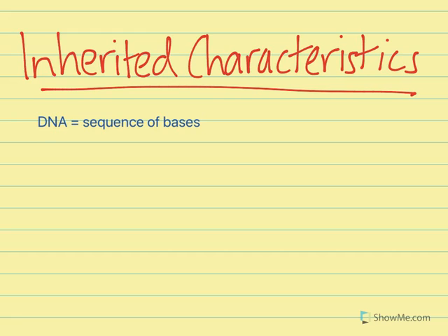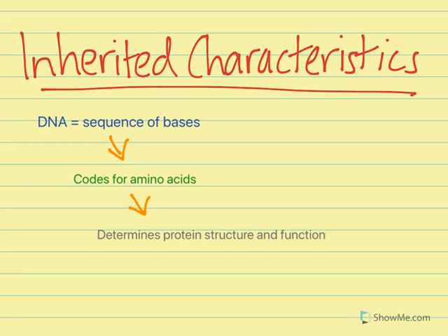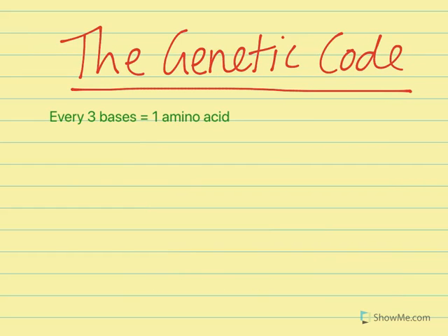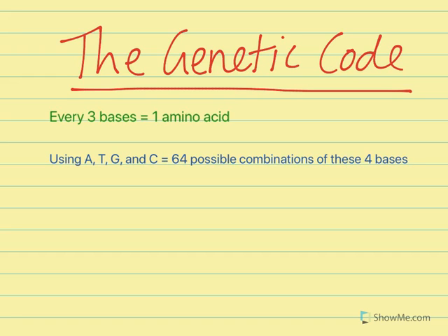Now, if we have a look at how DNA controls inherited characteristics of an organism, firstly, DNA is basically a sequence of different bases, and this sequence of bases, which are in the nucleotides of the DNA molecule, codes for different amino acids. The sequence of the amino acids in a protein determines its structure and function, and this in turn determines an organism's characteristics. And so we say overall that DNA controls inherited characteristics in an organism, as the DNA is passed from parent to offspring. Now, every 3 bases in the DNA base sequence codes for 1 amino acid.